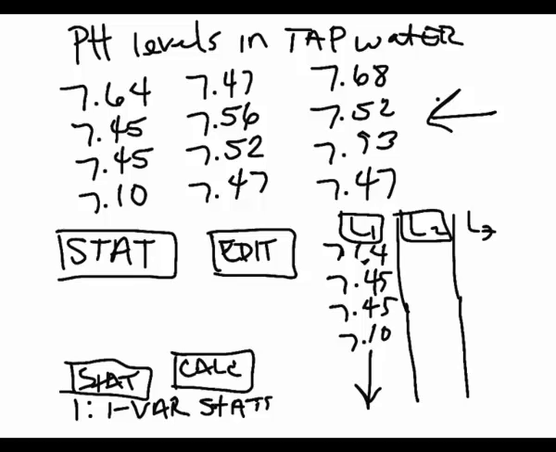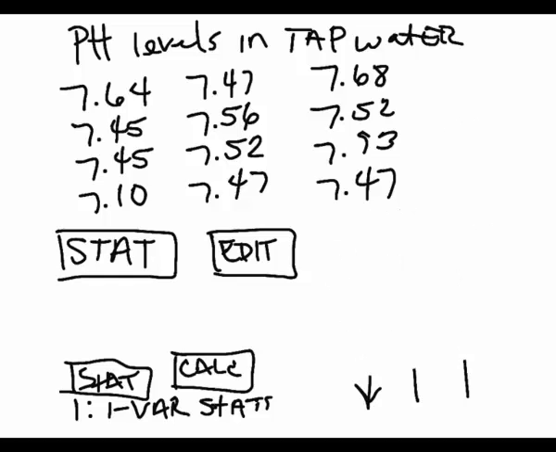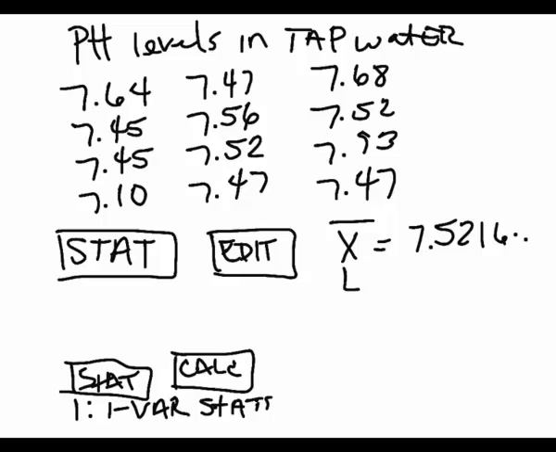If you do that, all of this data appears. The very first thing that you should see is X bar, and it says 7.521 and a whole bunch of sixes, and it just keeps going. This X bar, you guys, that's your mean. So your mean is about 7.52, rounded to whatever it wants you to round to. Mine says to round to the nearest thousandth, so it would be 7.522, because the number after the 1 is a 6. So I rounded to 7.522.